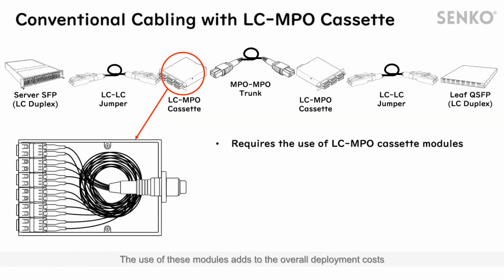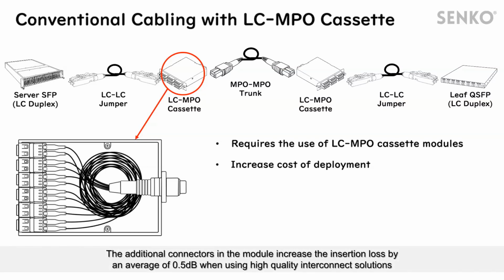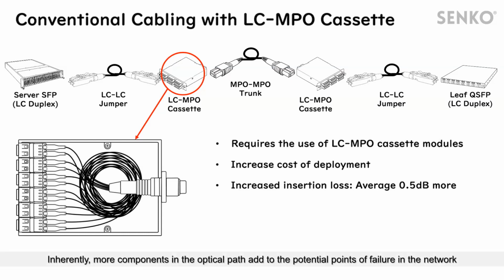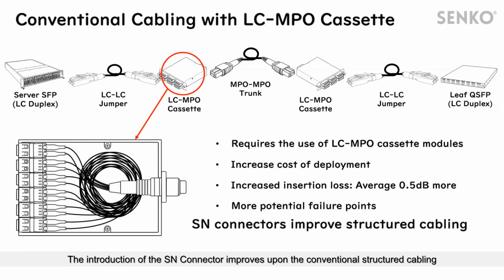The use of these modules adds to the overall deployment costs. The additional connectors in the module increase the insertion loss by an average of 0.5 dB when using high-quality interconnect solutions. Inherently, more components in the optical path add to the potential points of failure in the network. The introduction of the SN connector improves upon the conventional structured cabling.